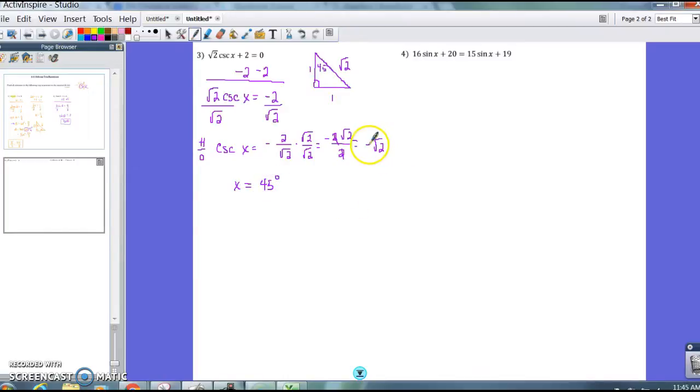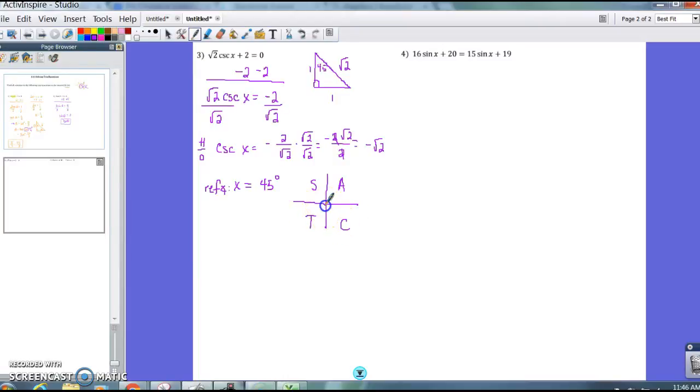Now, because it's negative, I can no longer be in the first quadrant. That automatically makes this a reference angle. My reference angle is going to be 45 degrees. So now think of what quadrants you are in. Cosecant does what sine does, so wherever sine is negative, cosecant will also be negative. Sine is negative in 3 and 4.